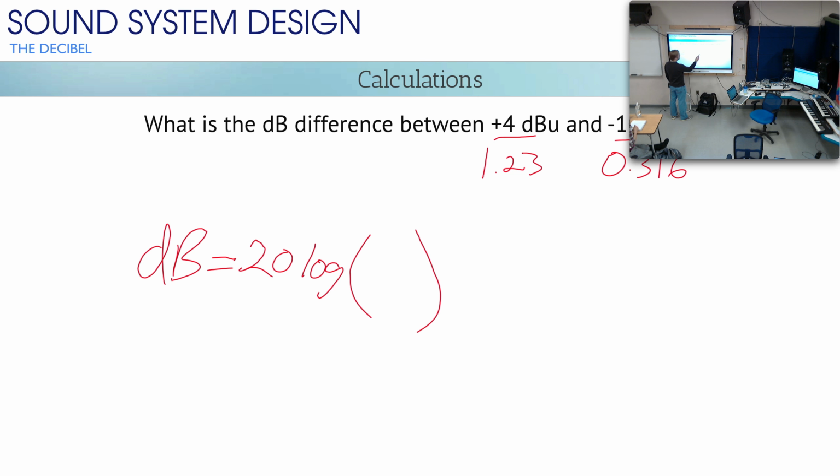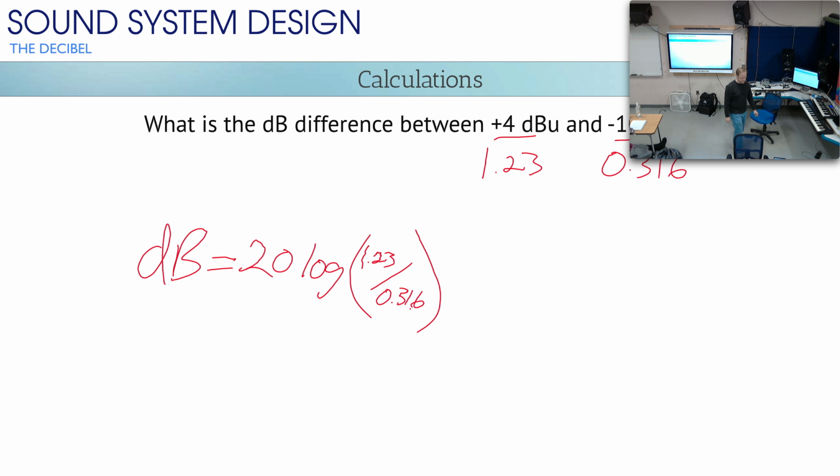Which one do you put on top? Doesn't matter. Whichever one you want. You're either going to get a positive number or a negative number, but it's going to represent the difference between these two things. Okay? So let's just say 1.23 divided by 0.316.